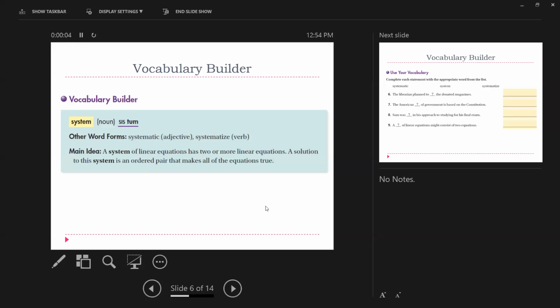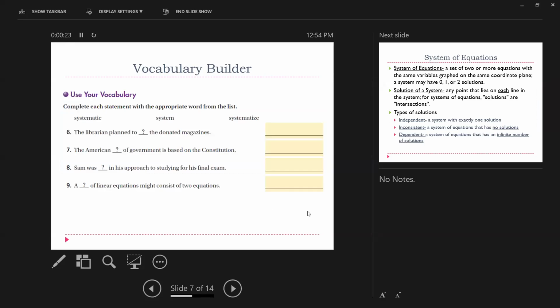Okay, since we're talking about systems, there's a little piece here on the vocabulary. It says a system of linear equations has 2 or more linear equations. Well, thankfully, we're only dealing with 2. There are more complex problems that have more than 2.